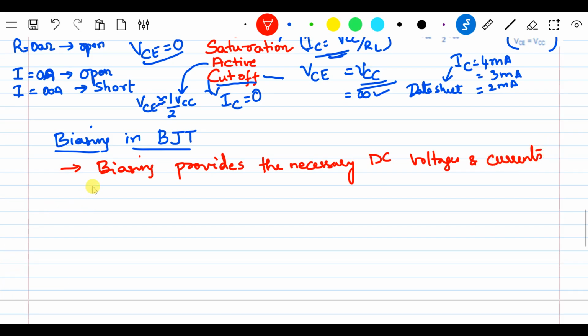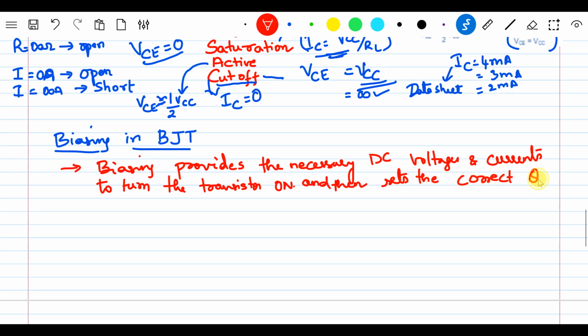Where my transistor will be on. To turn the transistor on, and then it sets the correct Q point for amplification.